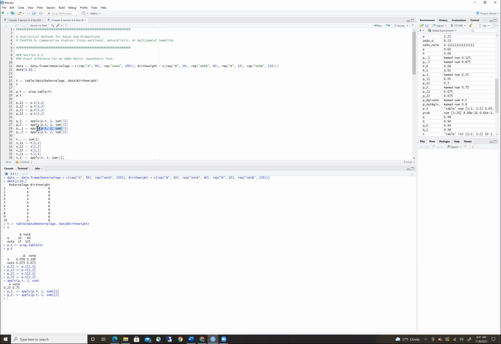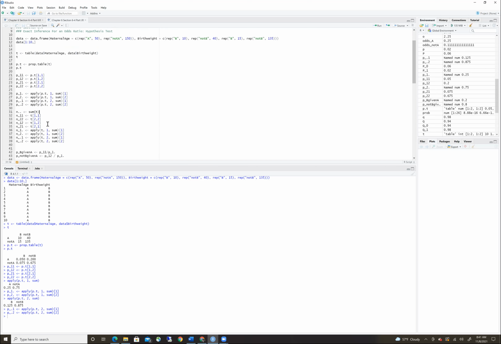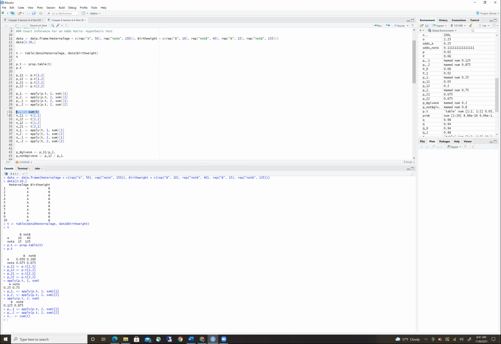The only thing I change is the second argument in the apply function to a 2. The 2 represents columns, the 1 represents rows. So if I look at that, that should be the column sums. If I pick off the first element, that should be P dot 1, and the second element should be P dot 2. If I want the total of the table, the number of people in the sample, this is going to be N dot dot. Then I can pick off from T with square brackets the individual frequencies N11, N22, N12, and N21.